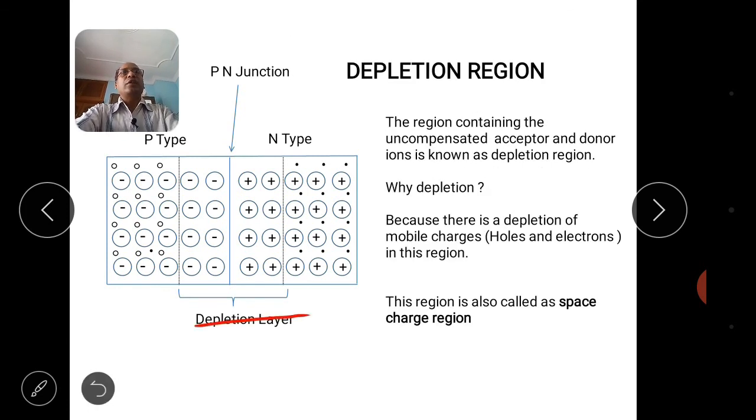The region containing the uncompensated acceptor and donor ions is known as the depletion region. Why is it called depletion? Because there is a depletion of mobile charges, holes and electrons, in this region. This region is also called the space charge region.